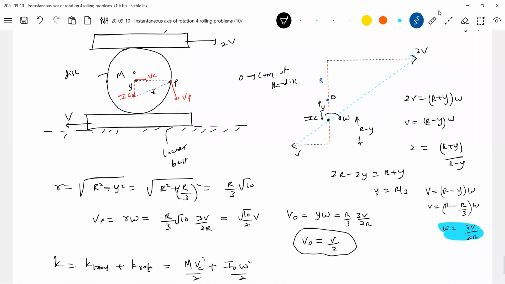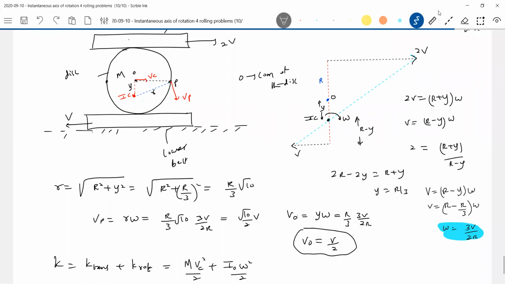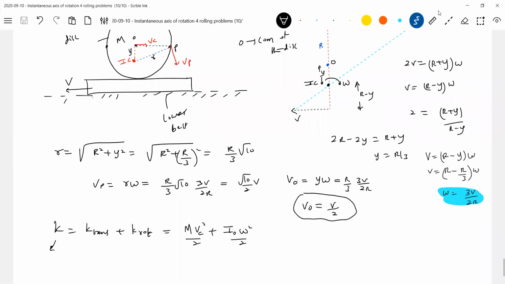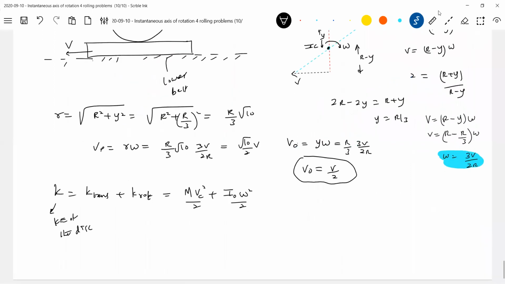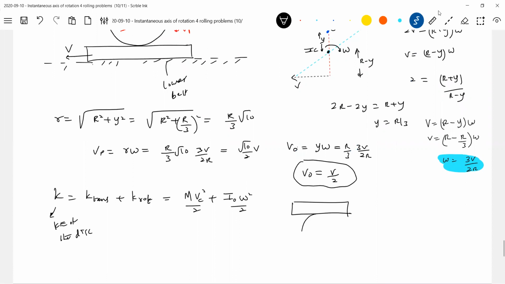Now sir, practically, about what point is the disk rotating? What is this K? Kinetic energy of the disk. No. Practically, omega will be about O only. The diagram that we see practically will be of this kind. The center of mass will be moving. So if you just know these two quantities, the velocity of the upper and lower belt, you can predict all other things: velocity of center of mass, angular velocity.